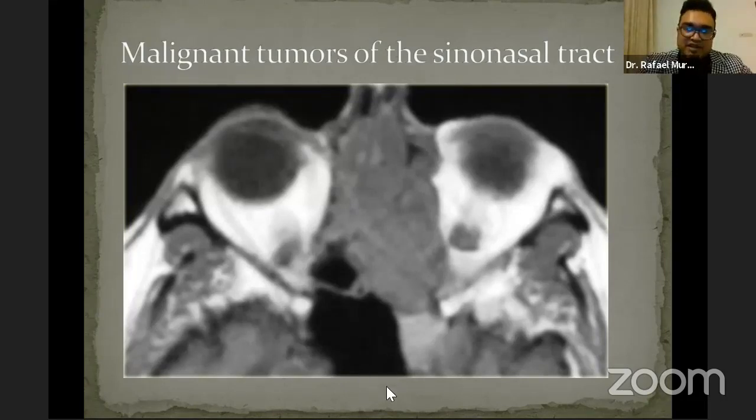Here we can see a malignant tumor of the sinonasal tract, which extends on the left-hand side to the orbit. It also invades the zygomatic bones and partially the left sphenoidal sinus. Next slide, please.